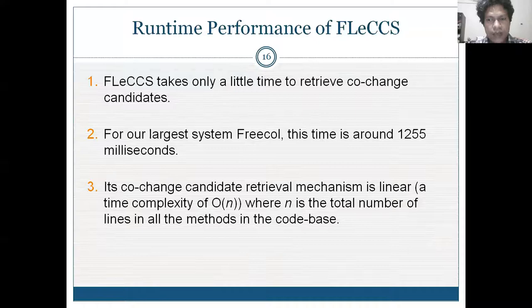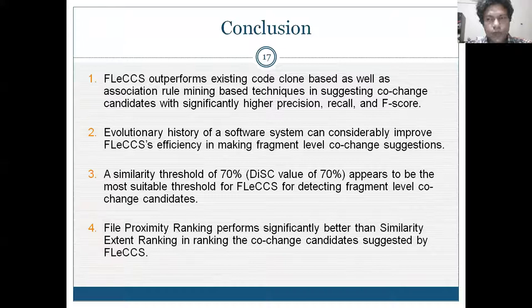At last, we can say that FLeCCS outperforms the existing code clone-based and also association rule mining-based techniques in detecting question candidates. Also, the evolutionary history of a software system can considerably improve FLeCCS's efficiency in making fragment-level question suggestions. We also find that a similarity threshold of 70% is the most suitable one for FLeCCS to detect fragment-level question candidates. And also, file proximity ranking performs significantly better than similarity extent ranking in ranking the question candidates suggested by FLeCCS. And thanks for your patience.